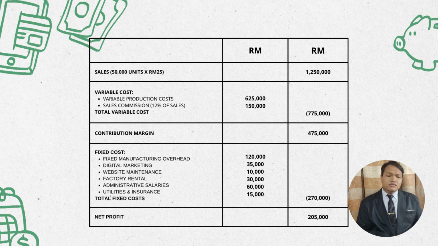From this, the contribution margin is 475,000 ringgit after deducting variable costs from sales. Next, EcoGlow's fixed cost amounted to 270,000 ringgit, including manufacturing overhead, digital marketing, website maintenance, factory rental, administrative salaries, and utilities. Finally, the company reported a net operating income of 205,000 ringgit.